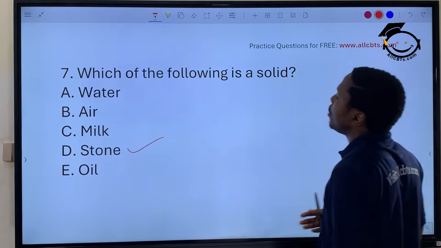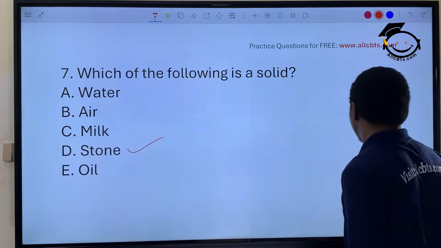Those are some attributes of solid, and stone takes one of them.